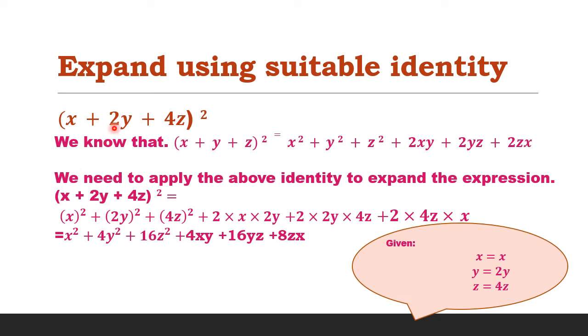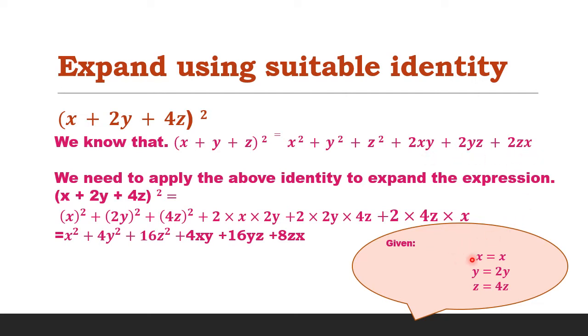Here we are going to expand the square of this algebraic expression using suitable identity. Now let us find out which identity is suitable over here. You can see that these are 3 variables and we just learned the identity which is suitable for the square of 3 variables. Here is the identity. It is x squared plus y squared plus z squared plus 2xy plus 2yz plus 2zx.